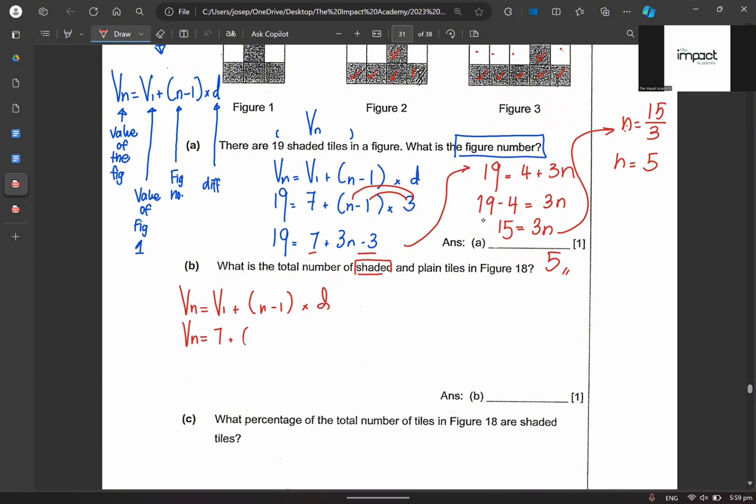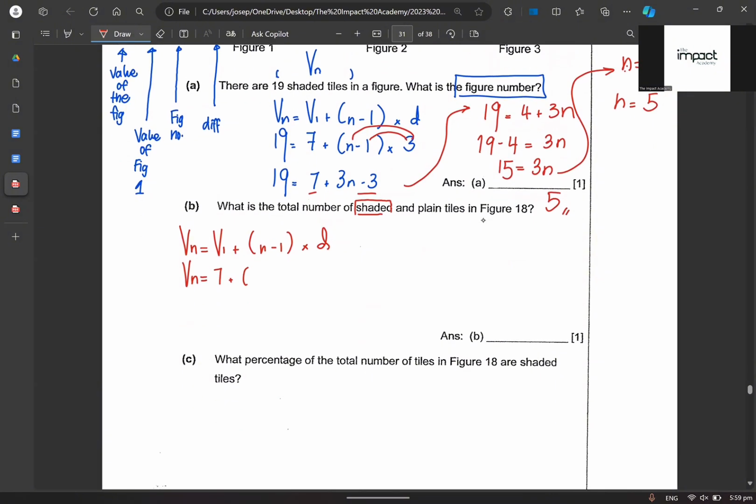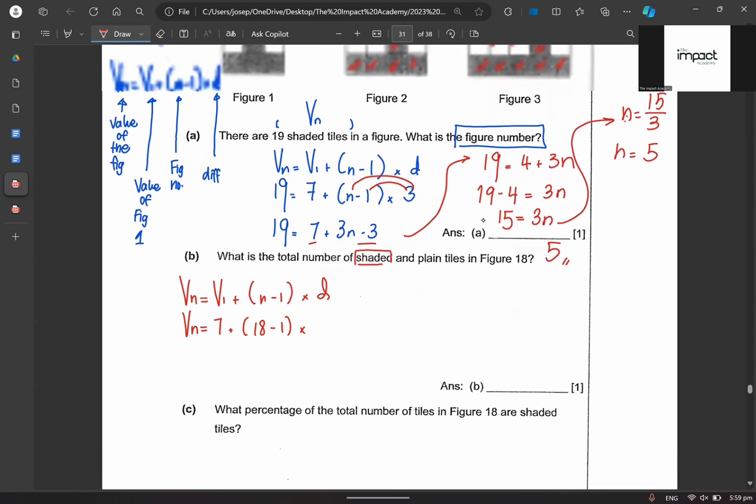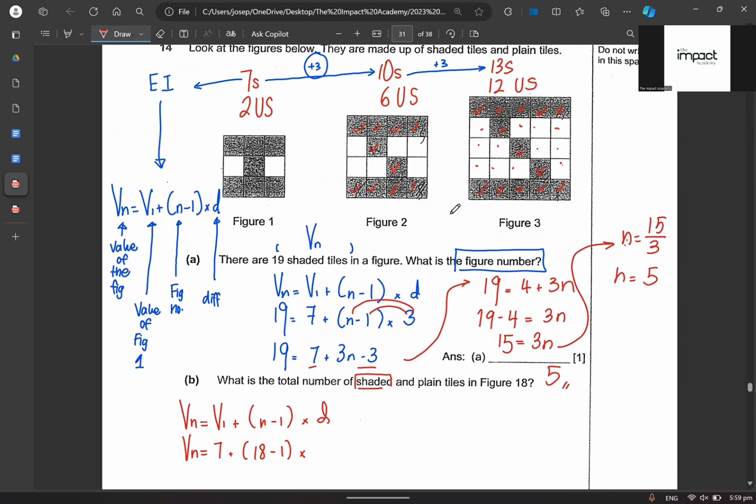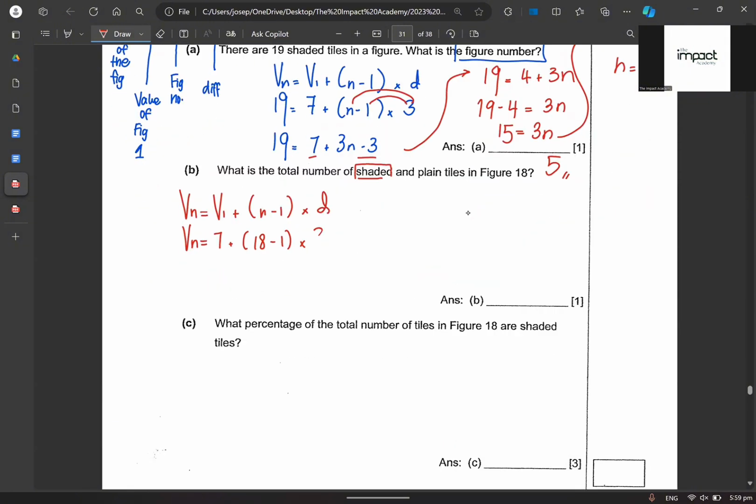7 plus bracket, what's your n? N is figure number 18. 18 minus 1 times the difference. What is the difference? We learned just now that it has to be 3. Now we're trying to find the value, and we are given the figure number. Vn equals 7 plus 17 times 3.